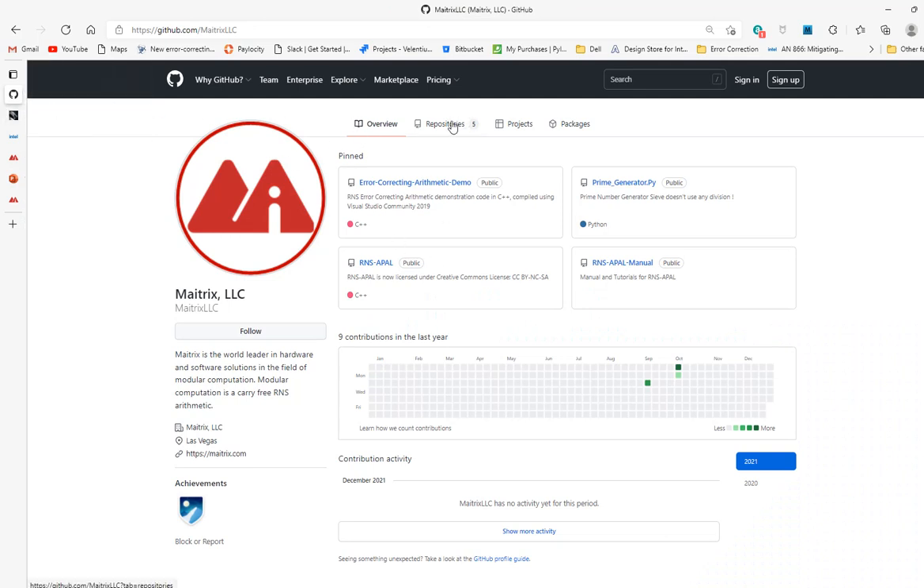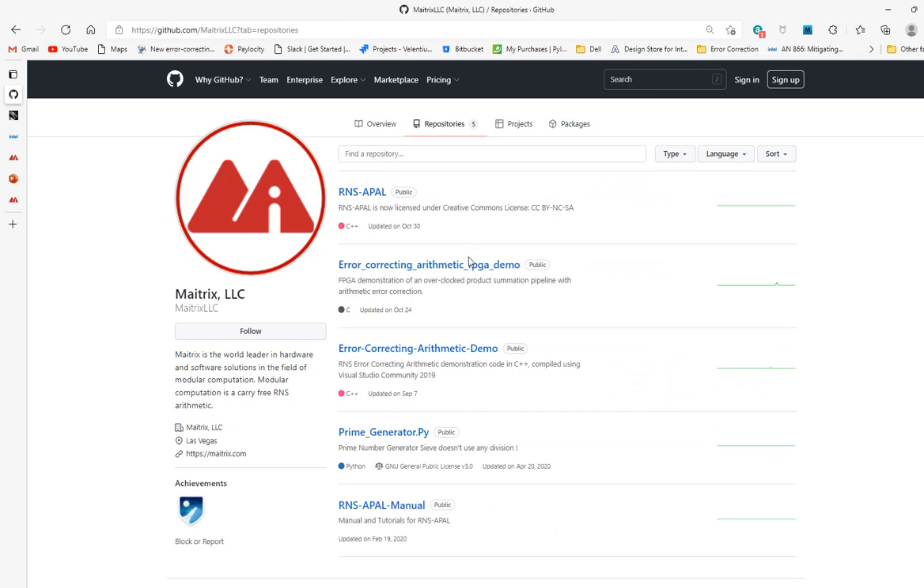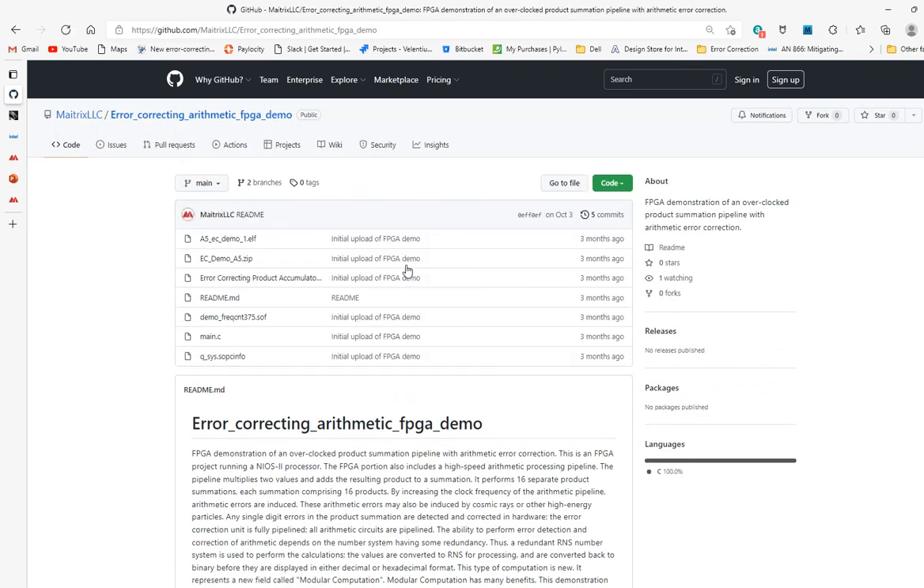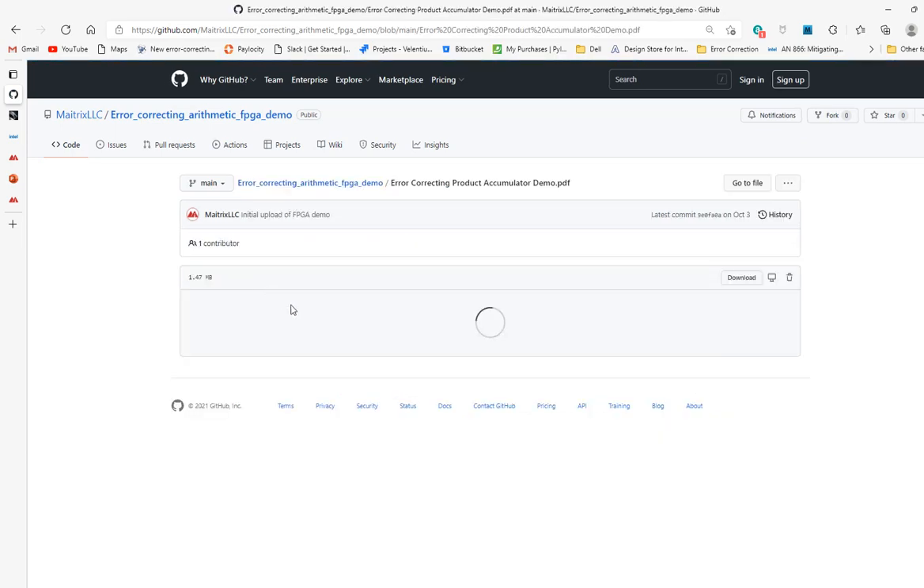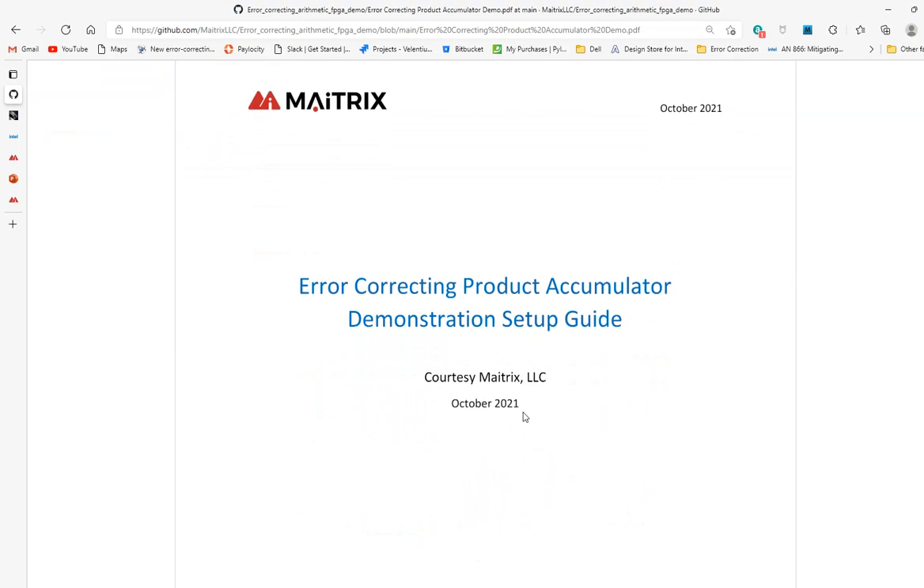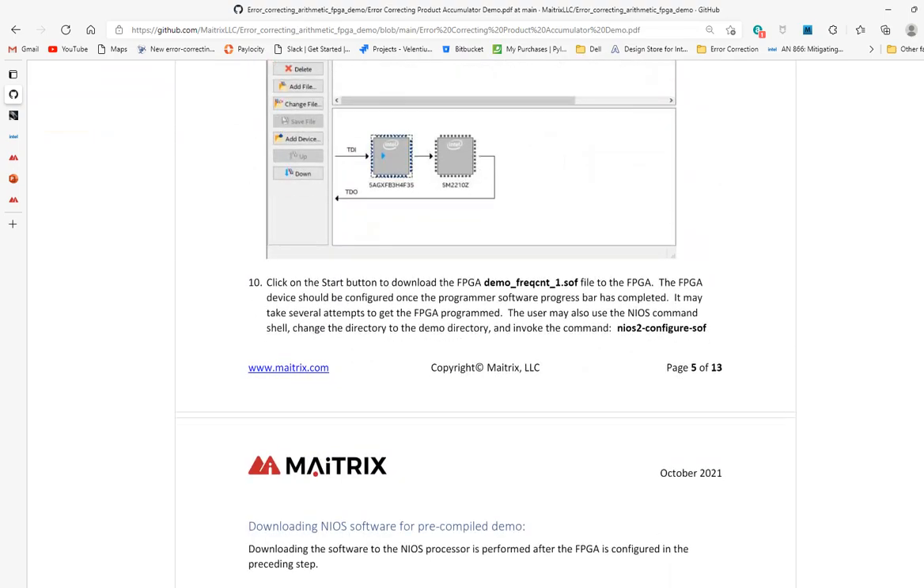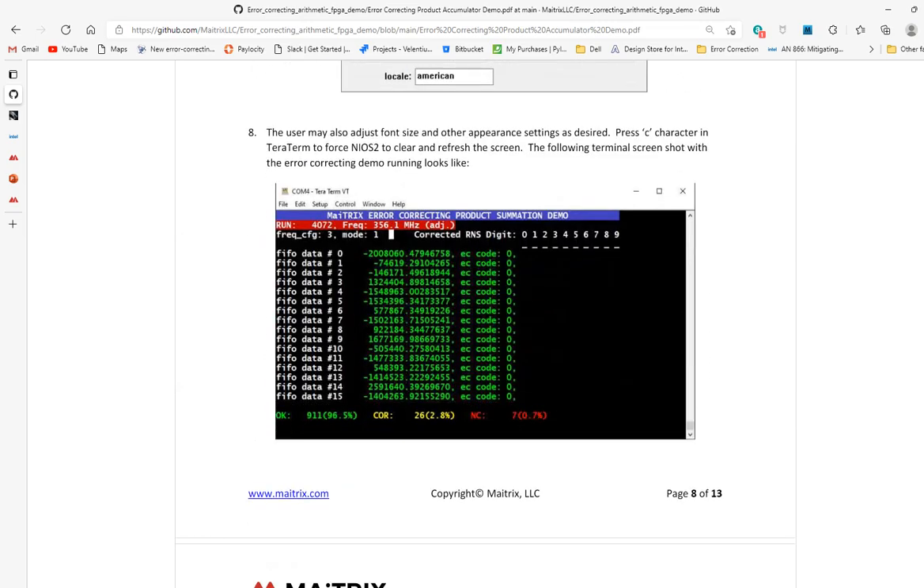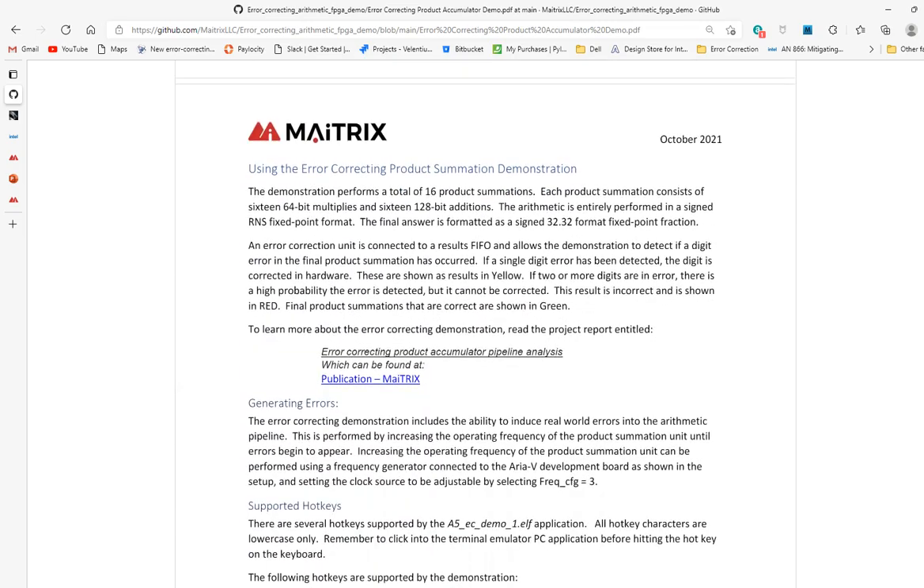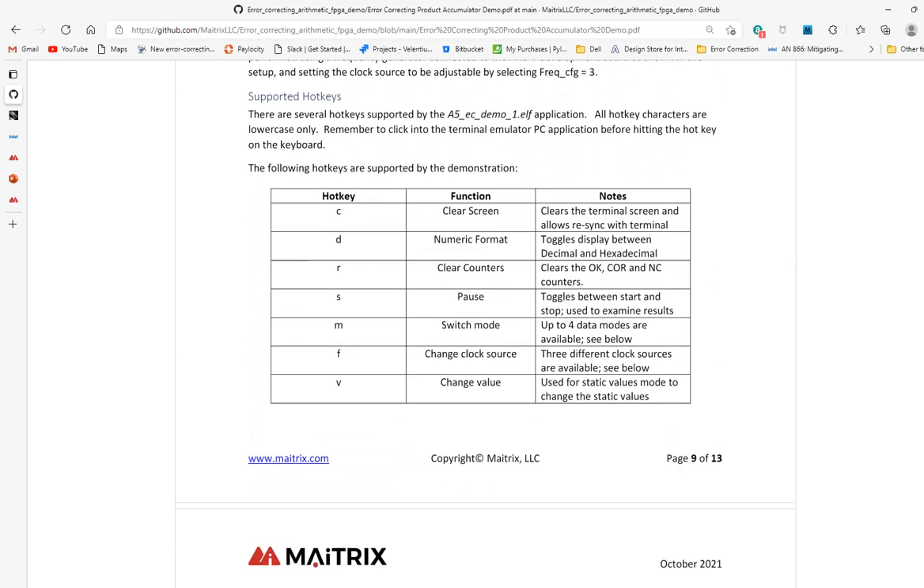And at our GitHub site, we have the repository for this project, the Error Correcting Arithmetic FPGA demo. And in this repository, you can also pull out the instructions for this demonstration. Now, real quickly, I've set this up already, and I'm going to move to the end where we have the hotkeys.